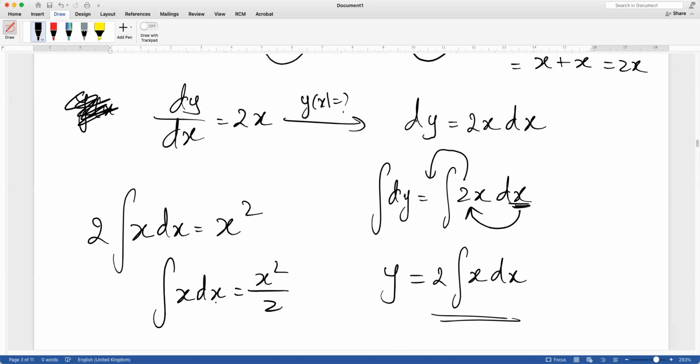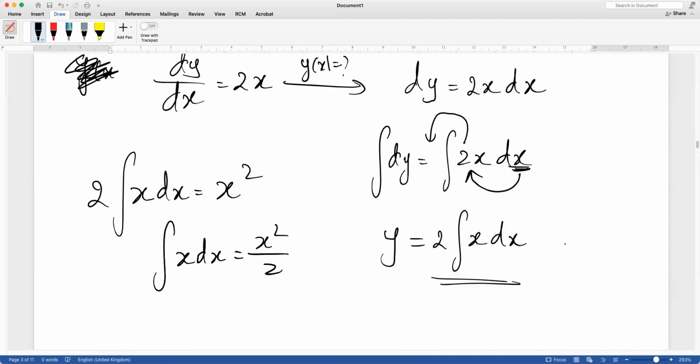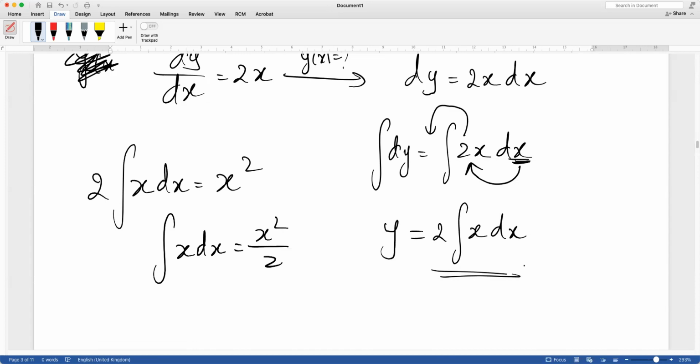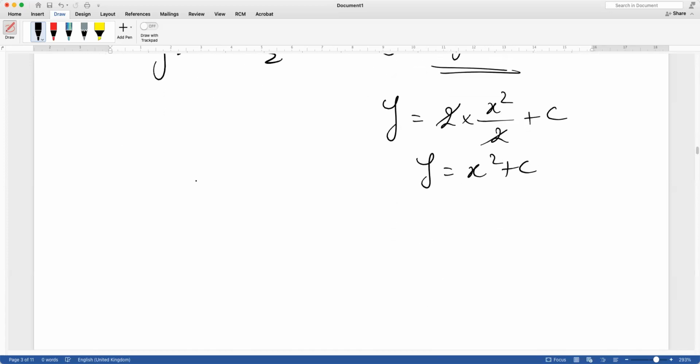So what has really happened when we, okay, let's take it as such and I will explain it to you next. Is that okay? Yes, sir. y equals 2 multiplied by x squared over 2, and there should be an integration constant, and this thing is going to be 1 to 1, then y equals x squared plus c. We recovered the function itself.